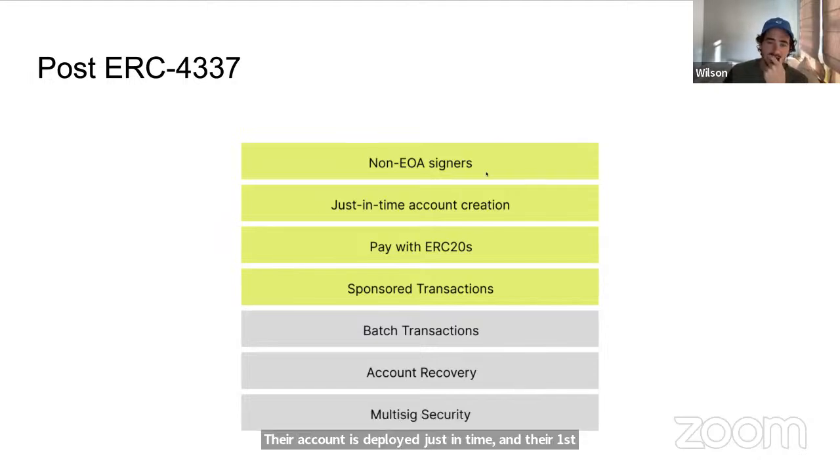And then we can also have non-EOA signers, meaning signers other than Ethereum private keys. We can use alternate verification methods, so you can do ZK signing. Coinbase Smart Wallet uses passkey signing, which we think is particularly exciting. But you can have all different kinds of signature methods.